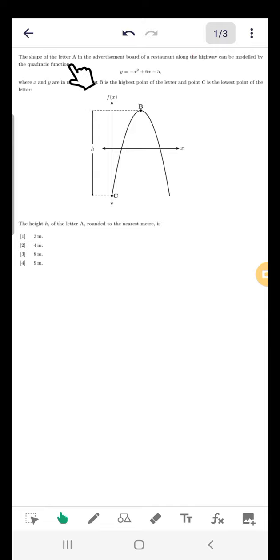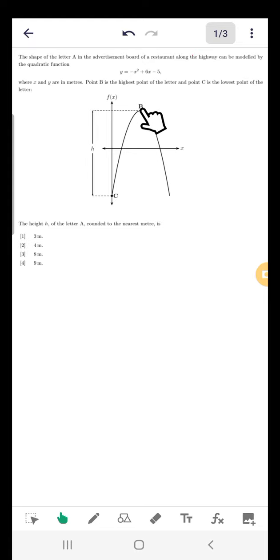The shape of the letter A in the advertisement board of a restaurant along the highway can be modeled by the quadratic function y is equal to negative x squared plus 6x minus 5, where x and y are in meters. Point B is the highest point of the letter and point C is the lowest point of the letter. Now, this is the letter they are talking about, which is A. They said that this one is in the advertisement board of a restaurant.